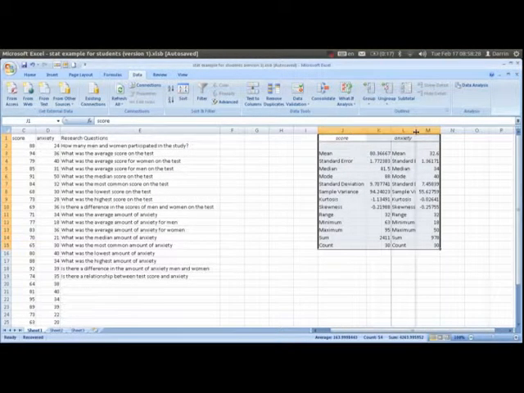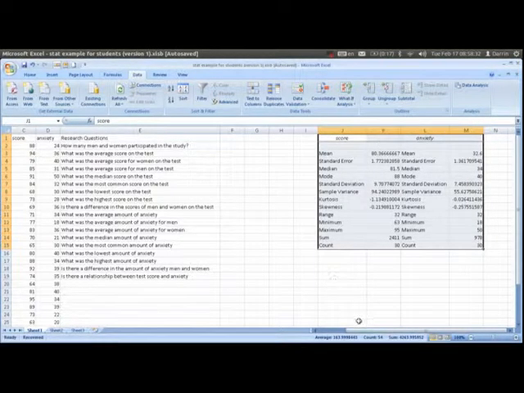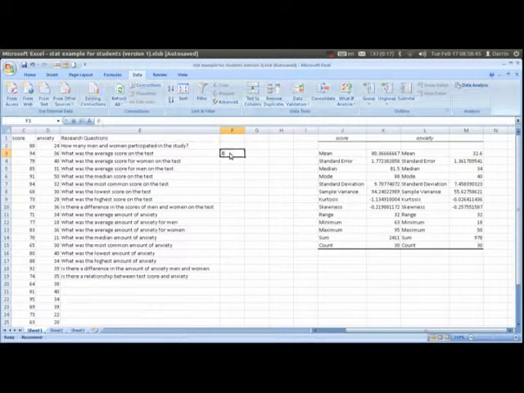We have the scores. And so I'm just making the tables a little bit bigger for readability. Now we can start answering some questions. What was the average score on the test? If we look at score, because that's the test score, we can see the average score was 80.3. So our answer right here is going to be 80.3. This is how we answer our research question.